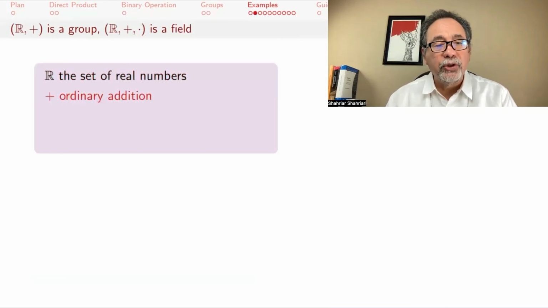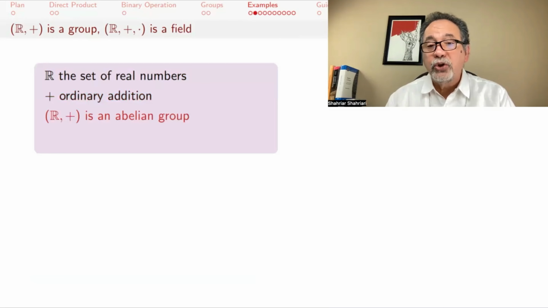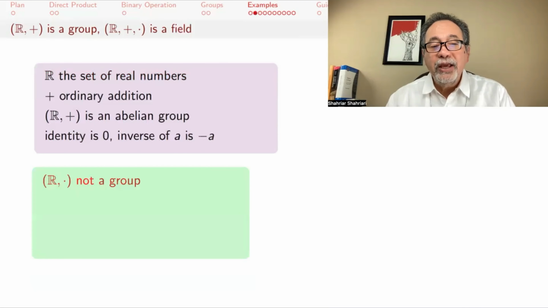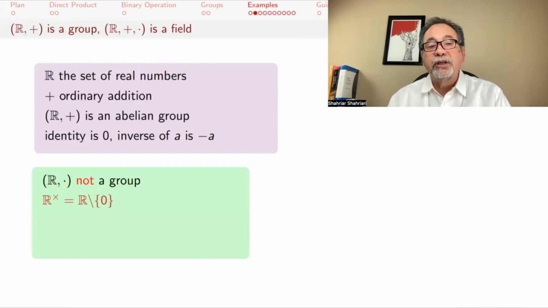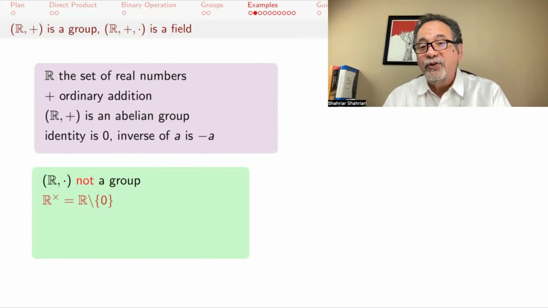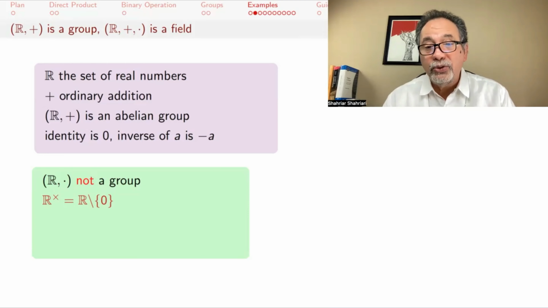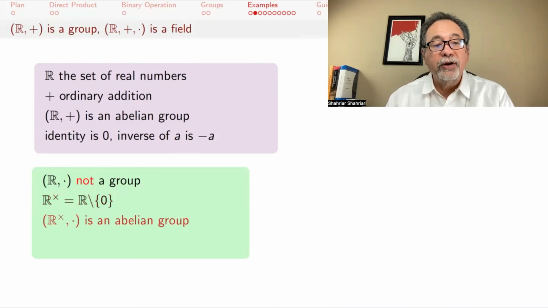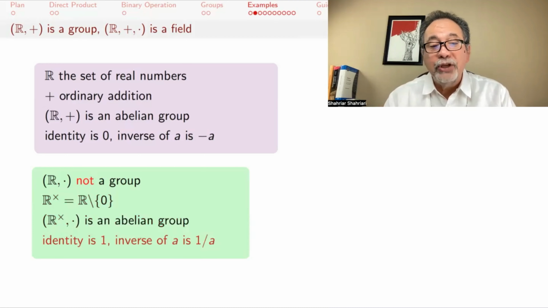The set of real numbers with ordinary addition, that is also an abelian group. Identity here is still 0, and inverse of A is minus A. Here, again, multiplication is not a group, but the only problem is 0, because 0 is the only one that doesn't have an inverse among the real numbers. If you throw that out, we have this set R with a cross on top. That's the units of R, and that's an abelian group. That's an abelian group because you have an identity. The identity is 1. If you multiply 1 by any real number, you get it back. And any real number other than 0, but we throw away 0, has an inverse.